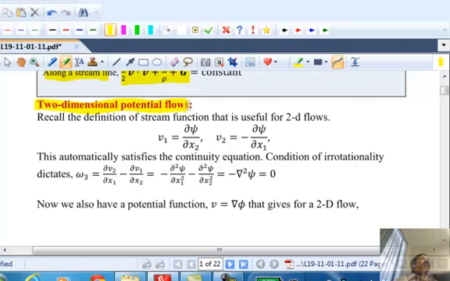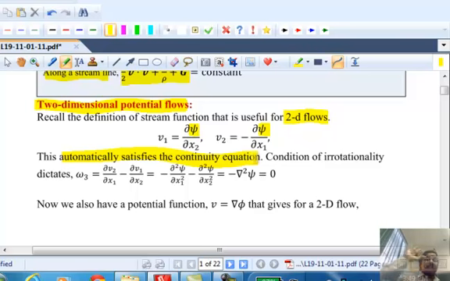Remember, the moment I say 2D, what should strike you is that you can immediately introduce a stream function. Here is the definition of a stream function, which automatically satisfies the continuity equation: V1 is dψ/dx2, and V2 is minus dψ/dx1. It's exactly the same as the one we saw for the previous problem, just a definition of a stream function that automatically satisfies the continuity equation.